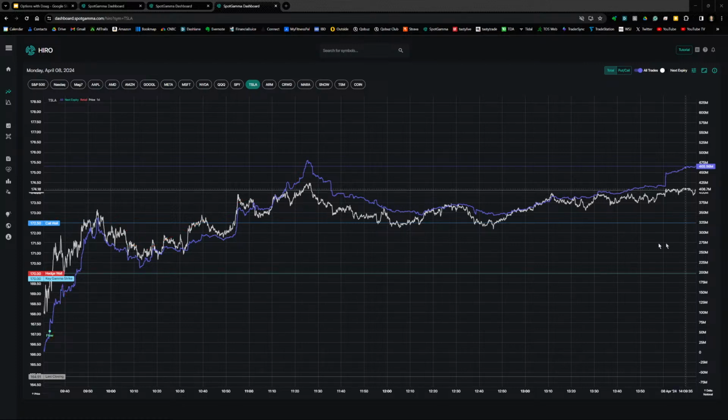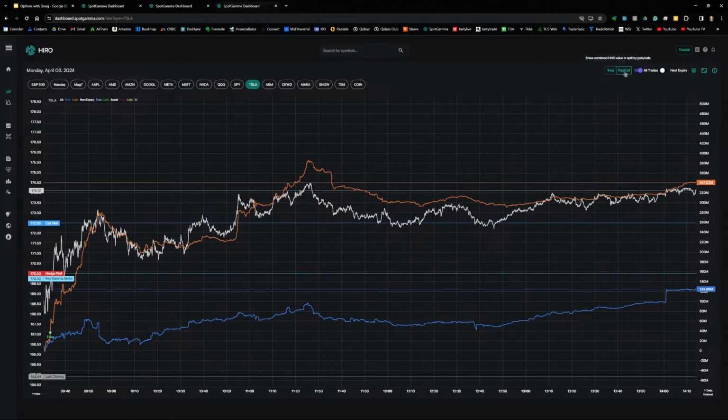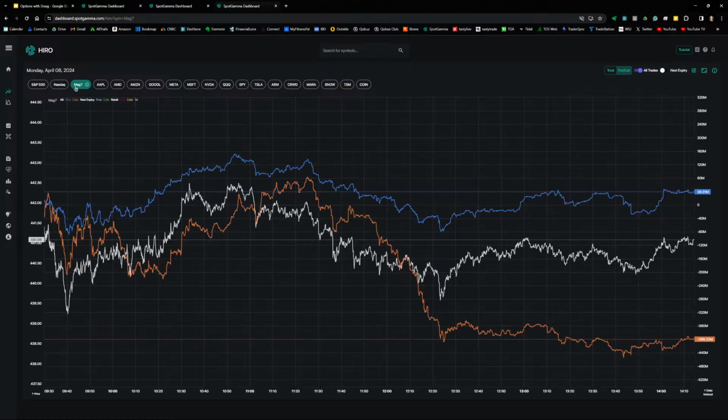All right, let's go to Bookmap. Let's separate out puts and calls. So call buyers and put sellers driving price for Tesla today. This is another very clear setup.